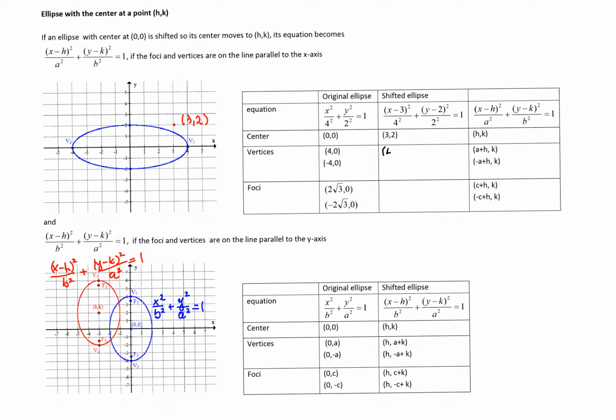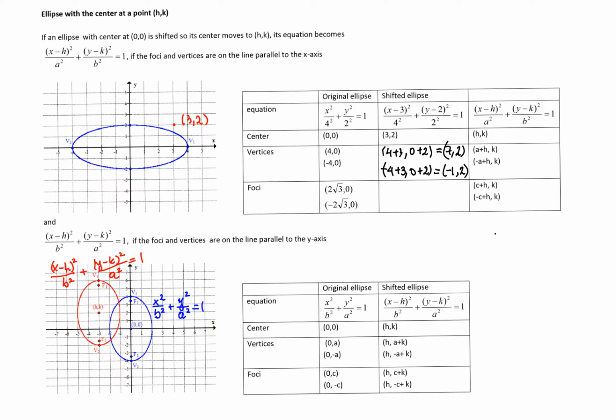4 plus 3 and 0 plus 2. And therefore this vertex is going to move to the point (7, 2). The other vertex is going to be at the point negative 4 plus 3. We increase the x coordinate by 3 and we increase the y coordinate by 2. Hence, we receive the point (-1, 2).